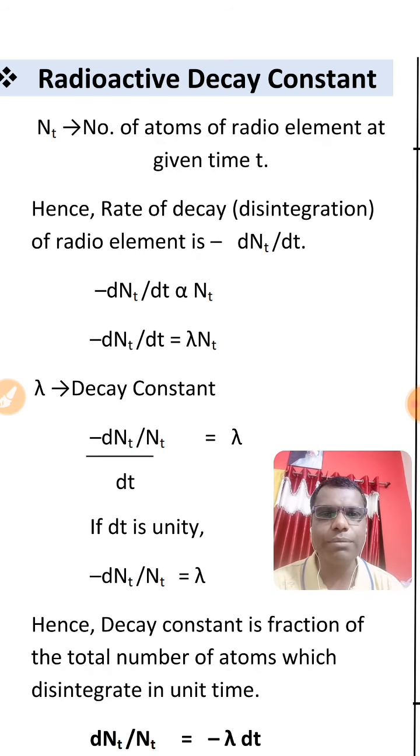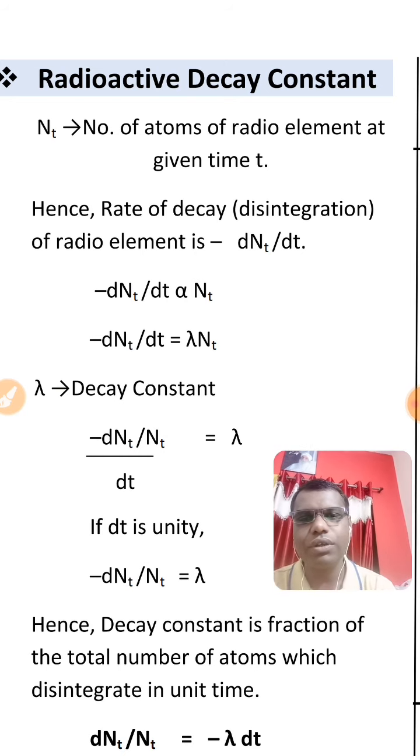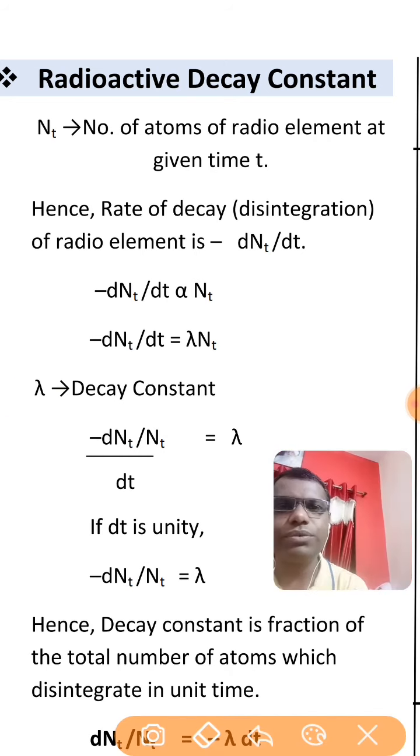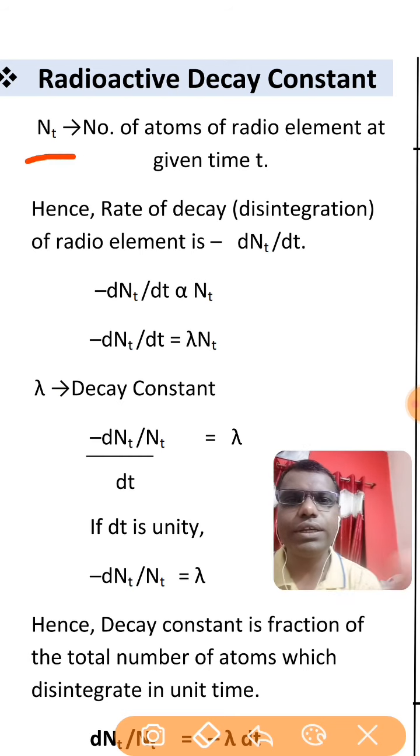Based upon the same, today in this lecture, we are going to discuss the characteristics of the decay constant of radioactive disintegration of a radio element. But before going to discuss the characteristics, I would like to revise the expression for the radioactive decay constant that we had derived last time. Suppose we will consider Nt.